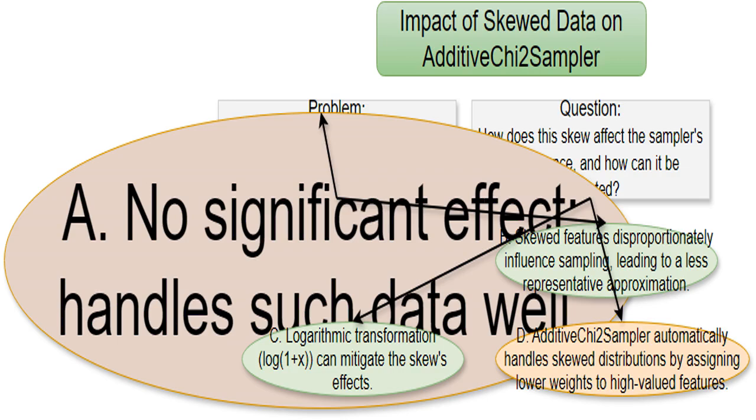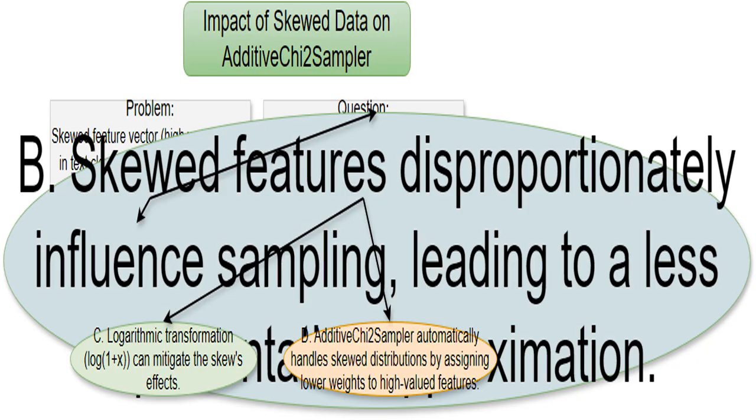This statement suggests that the AdditiveChi2Sampler ignores the skewed data. I disagree. It's untrue because the sampler's results are directly influenced by the data's shape. This option correctly points out that, with skewed data, frequently occurring words will dominate the sampling process. Think of it like a popularity contest. Words that appear often will overshadow those that don't. This leads to a biased representation of the data, affecting model accuracy.